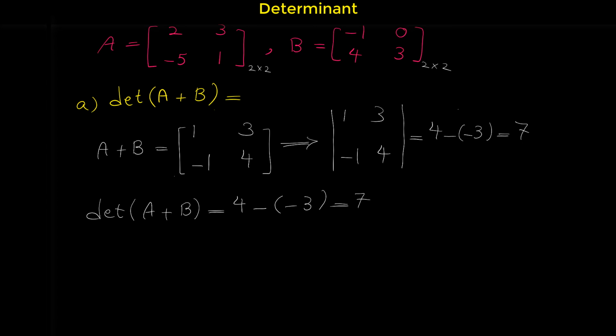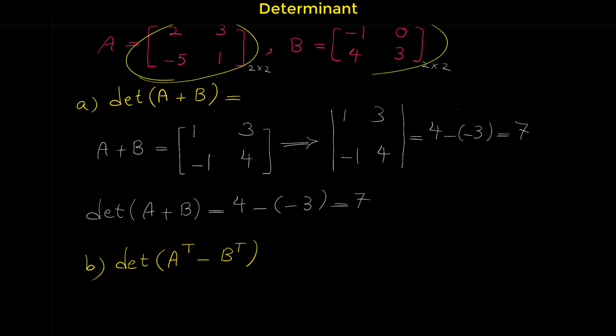The next question here is find the determinant of A transpose minus B transpose. So first we have to find the transpose of matrix A and the transpose of matrix B. We have to subtract them, and then we have to find the determinant of that matrix.